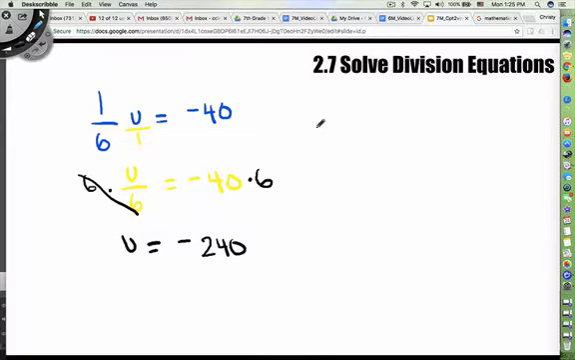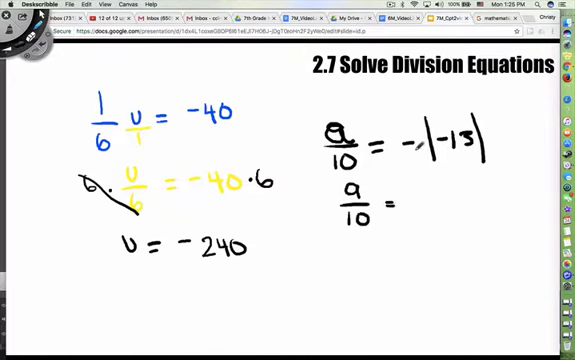Let's look at another example. a over 10 is equal to the opposite of the absolute value of negative 13. This means that we want to simplify this first before we try to isolate the term. So we rewrite: a over 10 is equal to the opposite of how far away negative 13 is from 0. It is 13 steps away from 0, so this would come out as a negative 13. Then we'll multiply both sides by 10, cancel, and a is equal to negative 130.